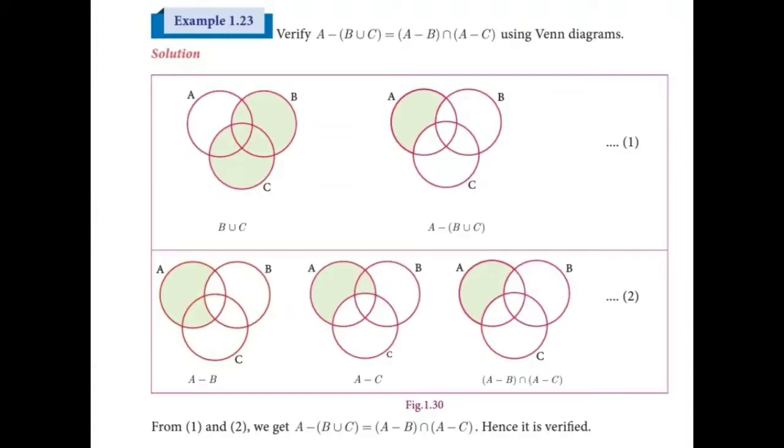From 1 and 2 we get A minus (B union C) is equal to (A minus B) intersection (A minus C). Hence it is verified.